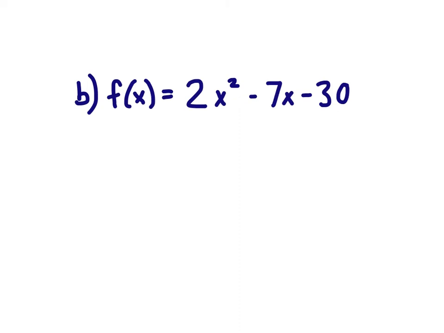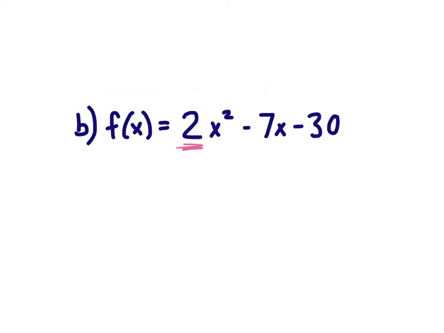So here we have to factor where our number out front is not 1. So what we're going to do is multiply the first and the last term together. So we have negative 60, and we need two factors of negative 60 that add and give us negative 7. So any guesses on that, what that may be? Negative 10 and positive 3.